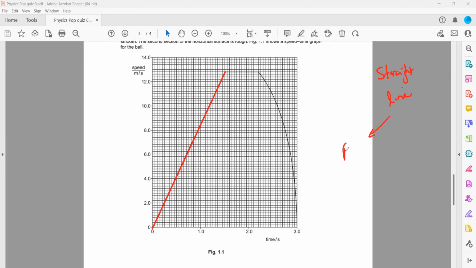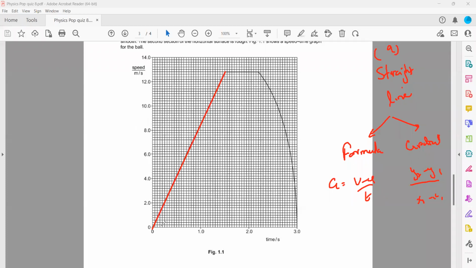Either you can use a formula, which is final speed minus initial speed divided by time interval, or you can use the gradient, which is y2 minus y1 over x2 minus x1. Both will give the same answer. We can take any 2 points, find x1, y1, x2, y2, and we get the gradient. That will be the same as acceleration. For a straight line, we have two options.